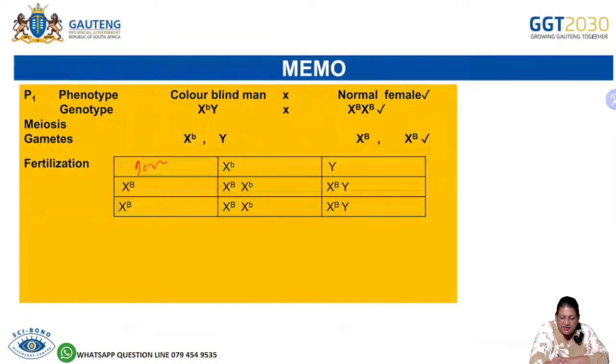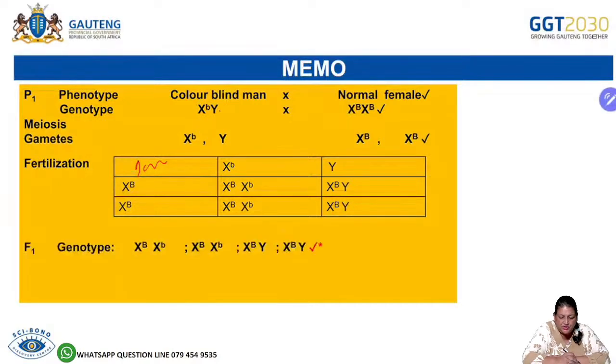You can see if he's a colorblind man, it's XY because he's a man, but he's colorblind, a recessive allele, so his X chromosome must have the small letter. She's a normal female, she's homozygous, so she's going to have 2 capital letters, X to the power big B. For the male, you put 1 allele per block, and for the female, you put 1 allele there and 1 allele there, and then you cross it, okay? So this is how you do a normal genetic cross.